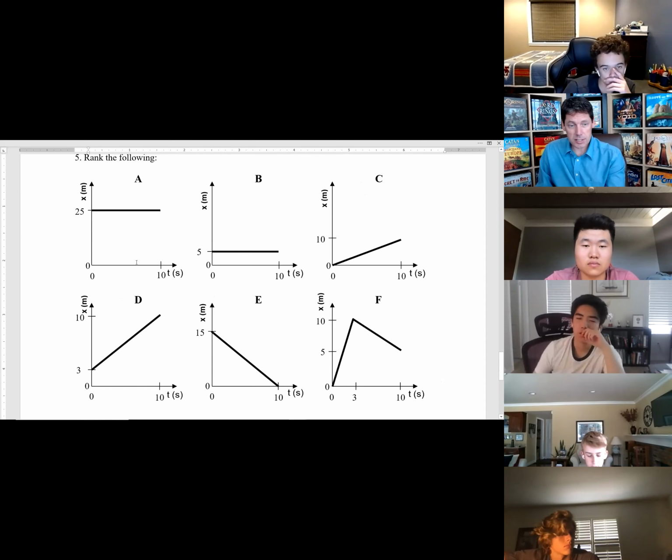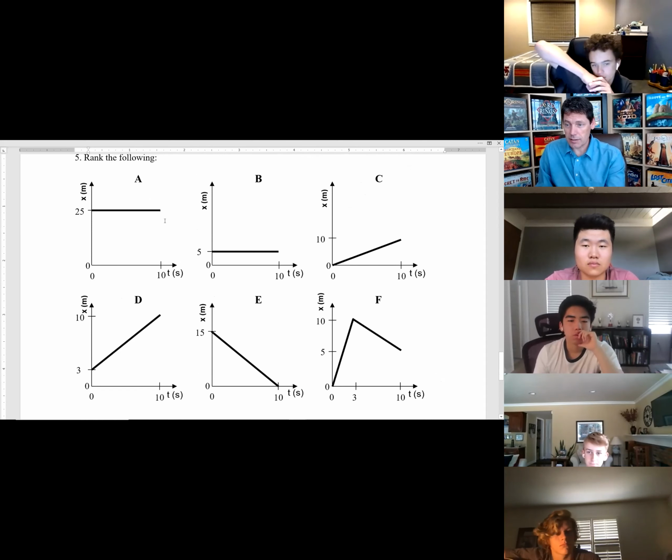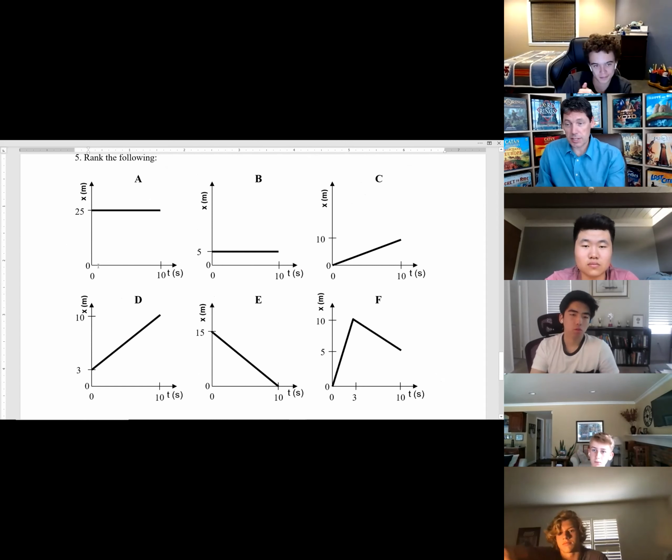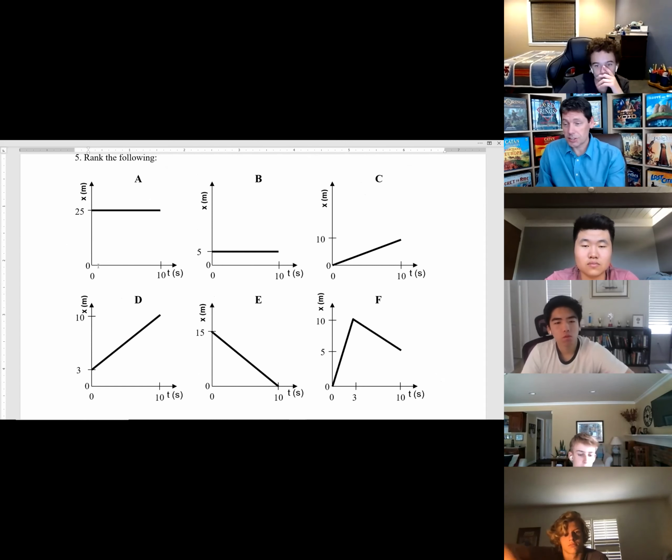So for object A, somebody unmute and tell me, what is the average velocity for object A? 0 meters per second. It is not changing position, so it has 0 velocity. Somebody different, how about object B? Also 0 meters per second. Good, it's not changing position.